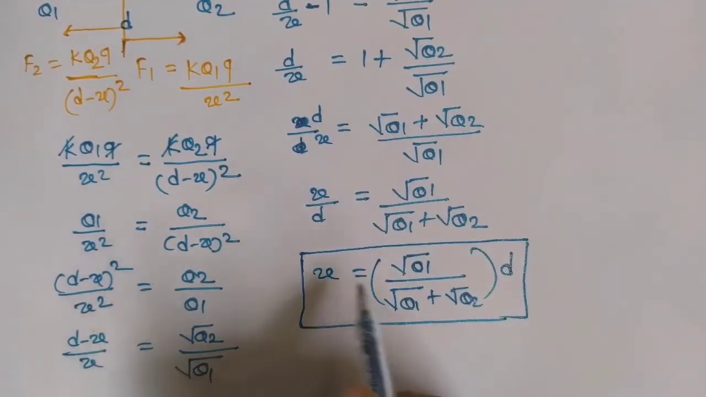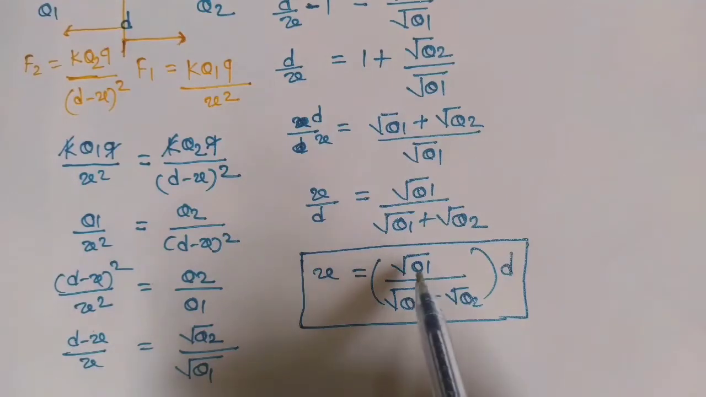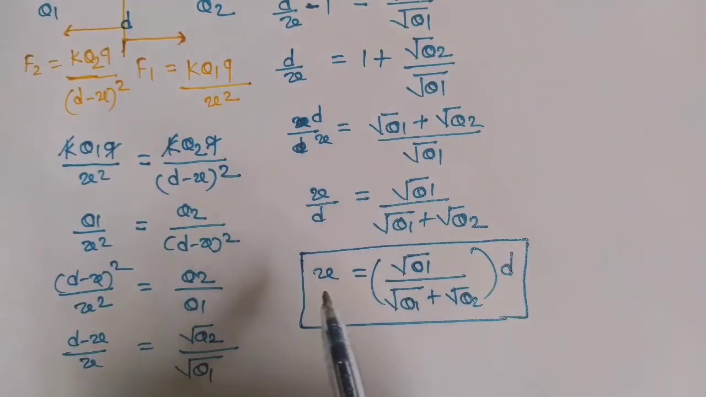Using this formula we can easily find the location of the unknown charge. If we know the first charge Q1, charge Q2 and the distance D between them, then we can easily find the location of the unknown charge between them.